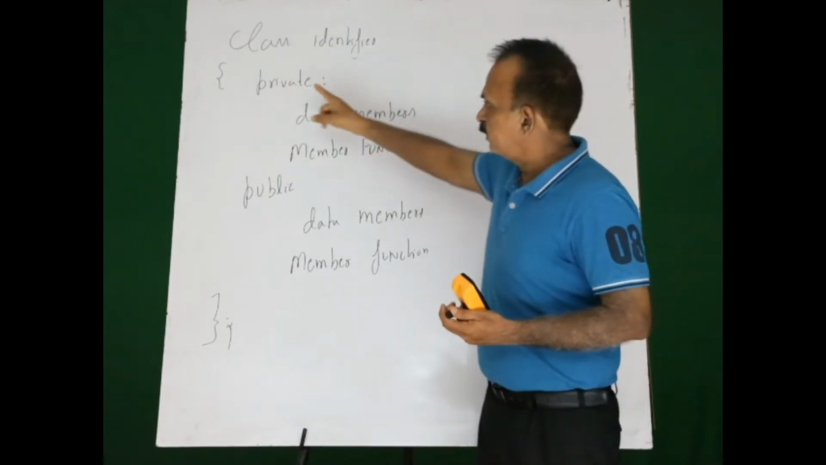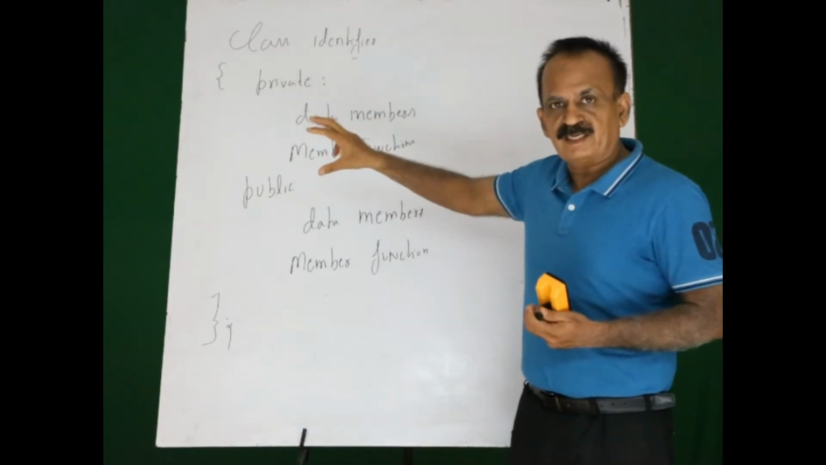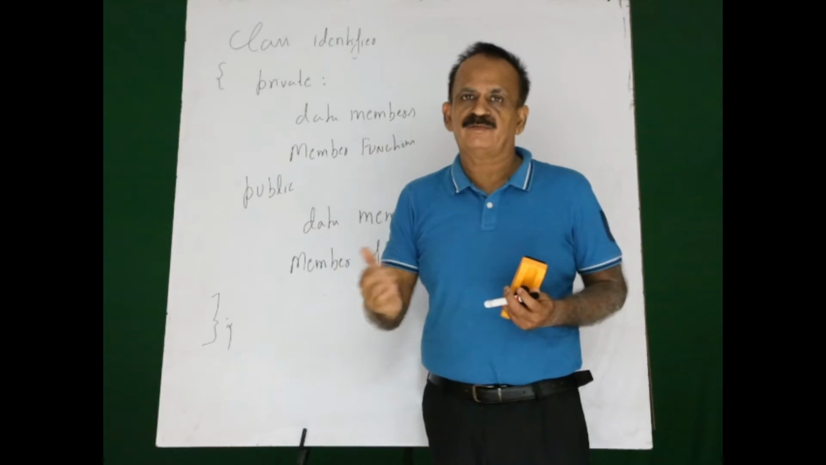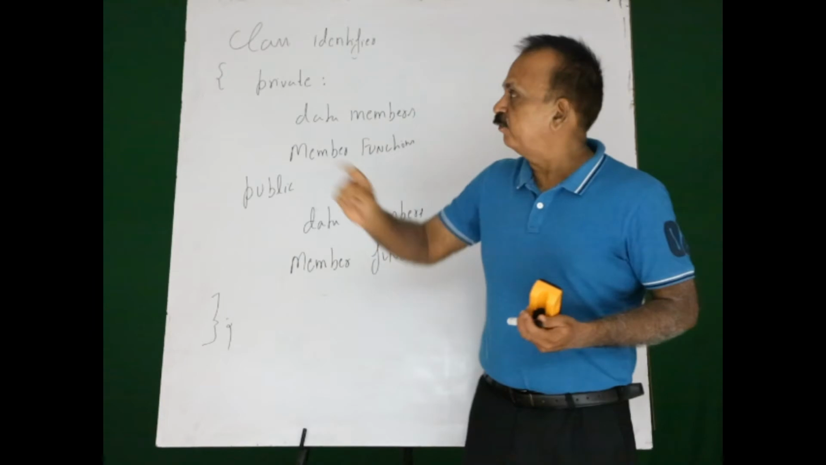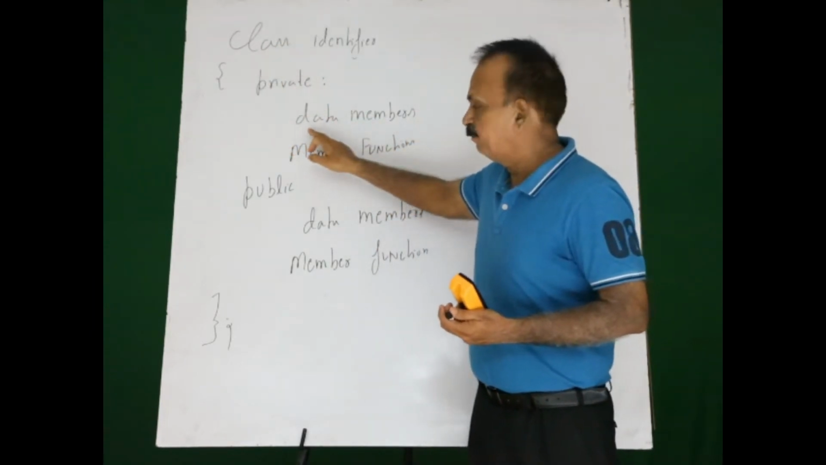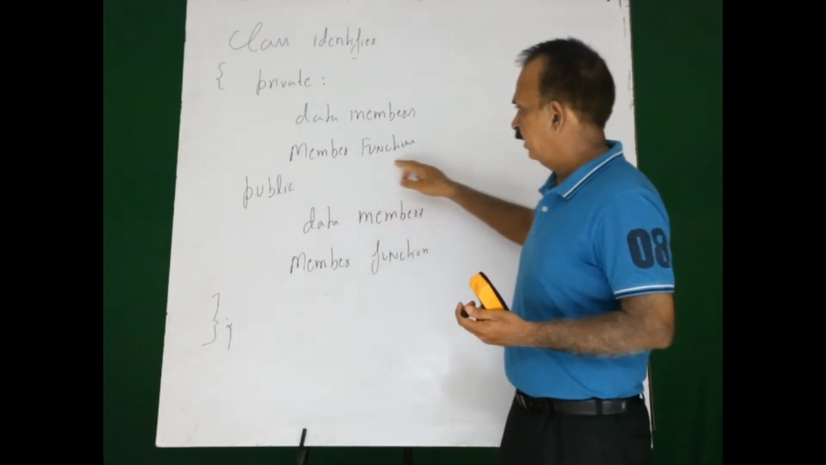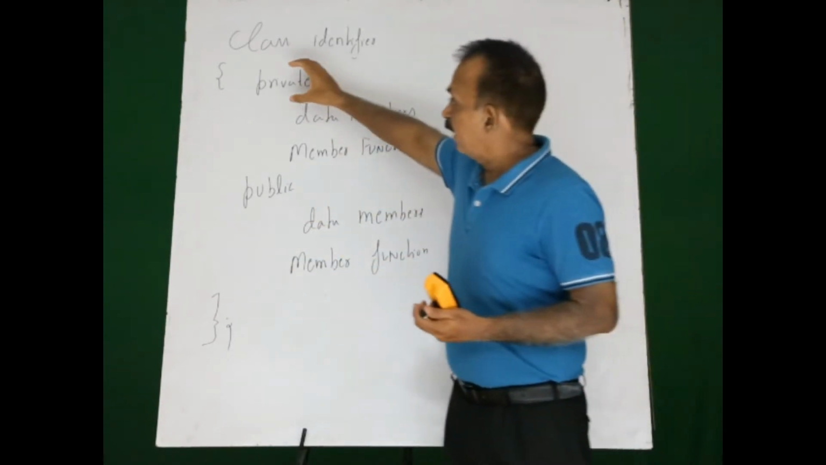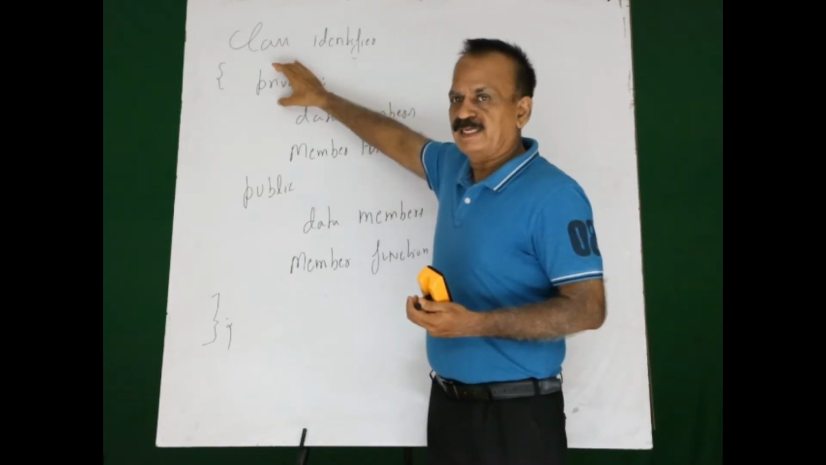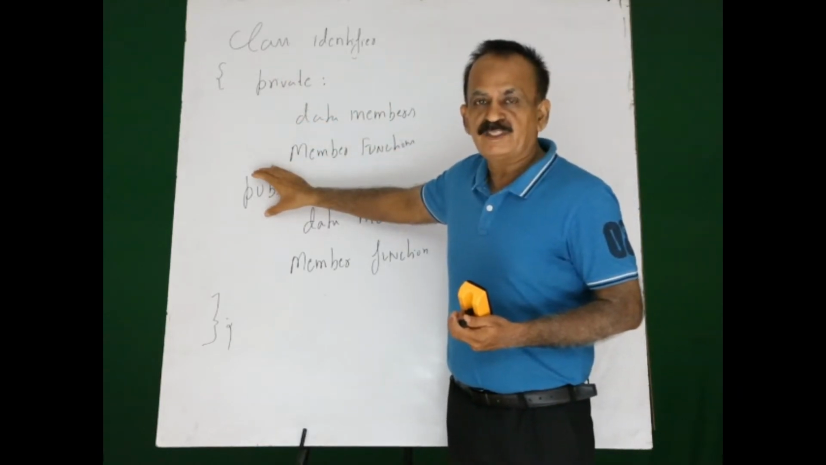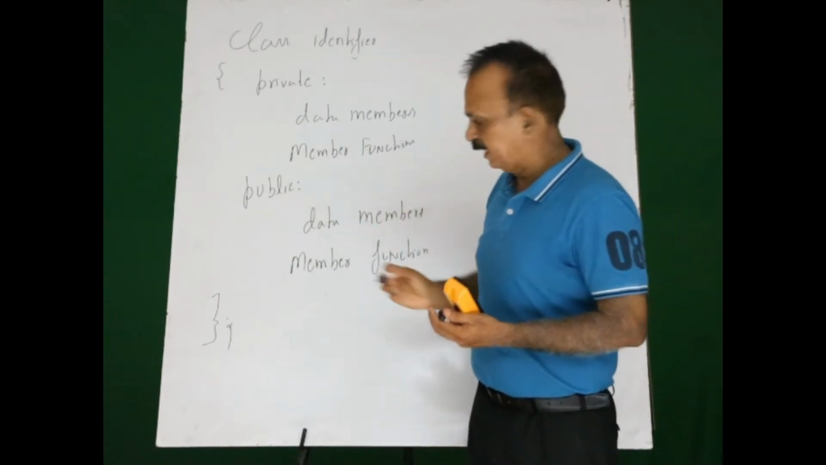Members which are defined as private can be used within the class or by the members of this class. The data values which are part of this class are called data members, and the operations which are performed are given in the form of member functions. Private members can be used within the class or by the members of the class. Public members can be used within the class or even outside the class.